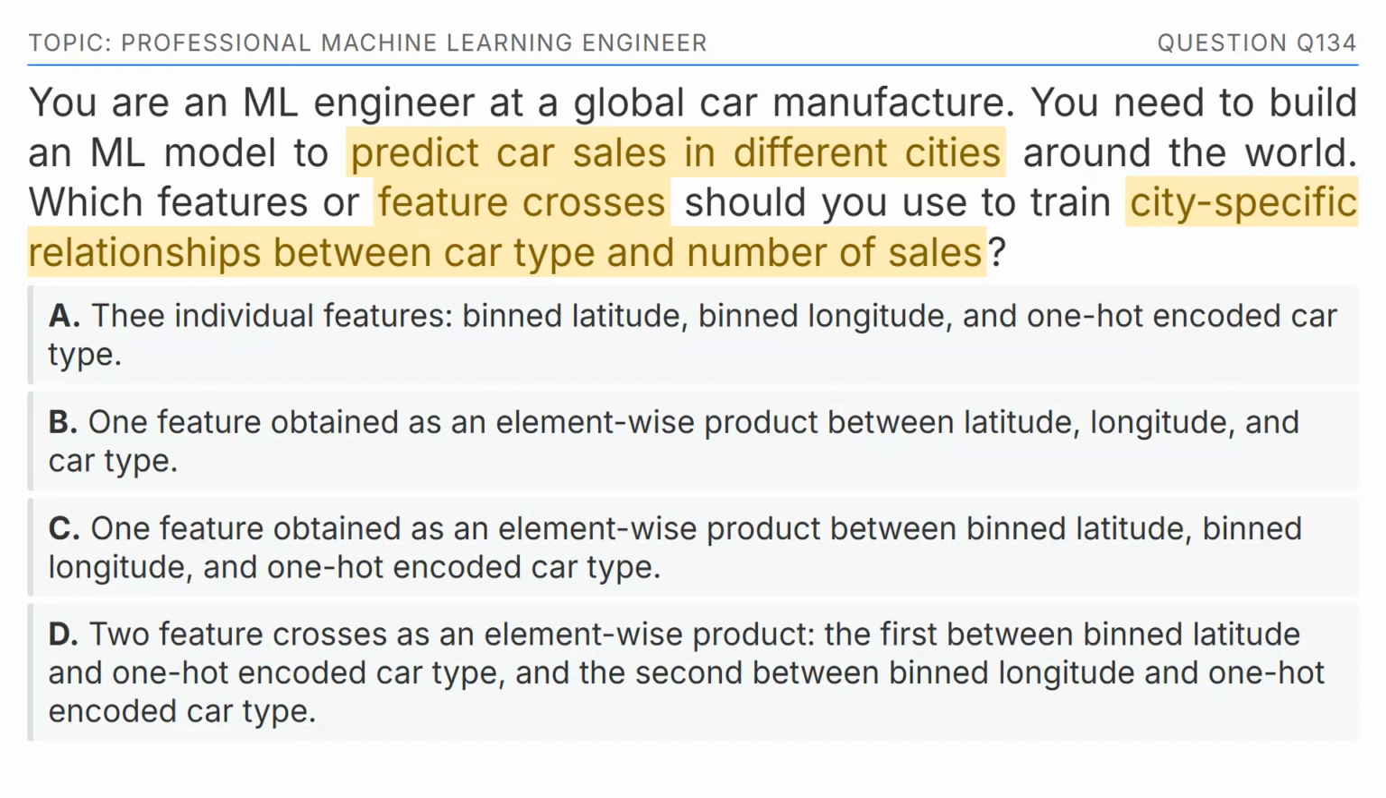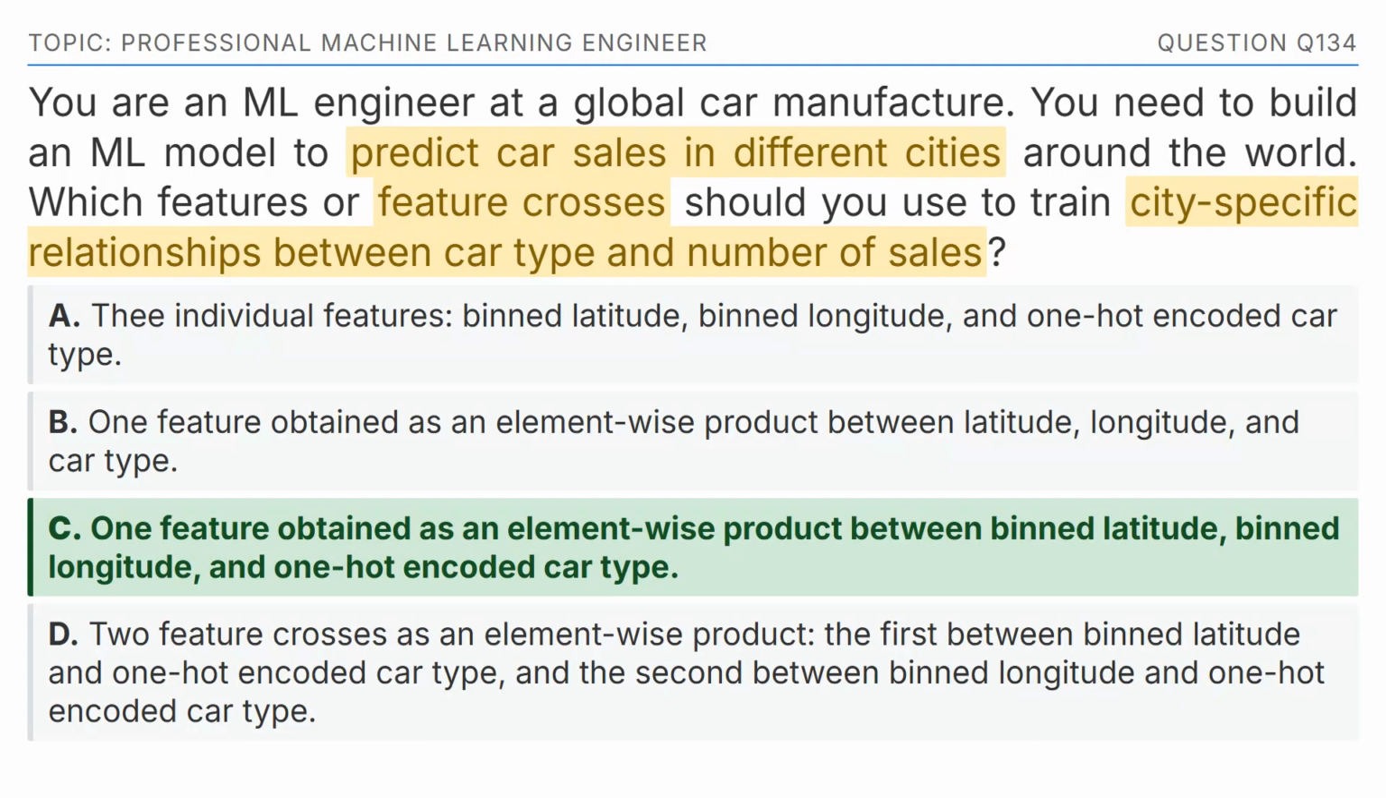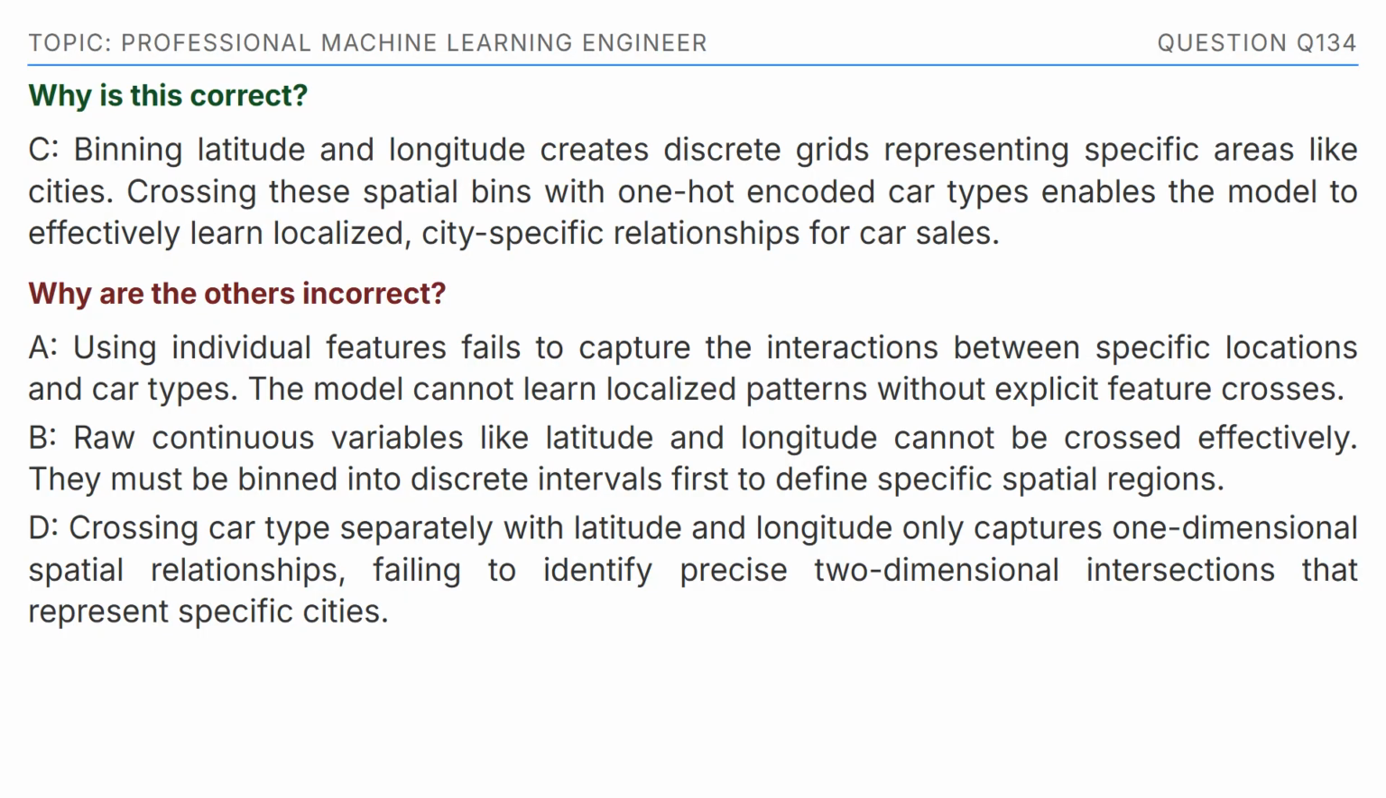To arrive at the correct answer, we focus on the keywords: predict car sales in different cities, feature crosses, city-specific relationships between car type and number of sales. The correct answer is option C, one feature obtained as an element-wise product between binned latitude, binned longitude, and one hot encoded car type. Why is this correct? C. Binning latitude and longitude creates discrete grids representing specific areas like cities. Crossing these spatial bins with one hot encoded car types enables the model to effectively learn localized, city-specific relationships for car sales. Why are the others incorrect?